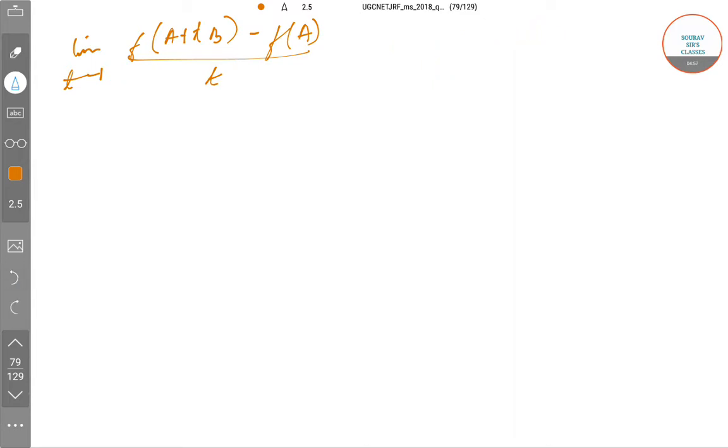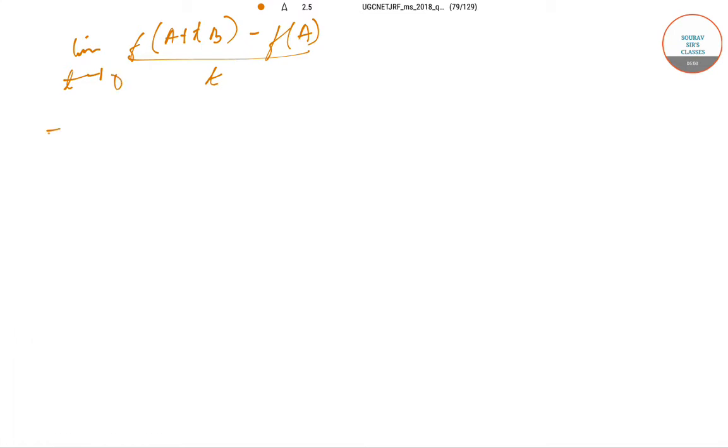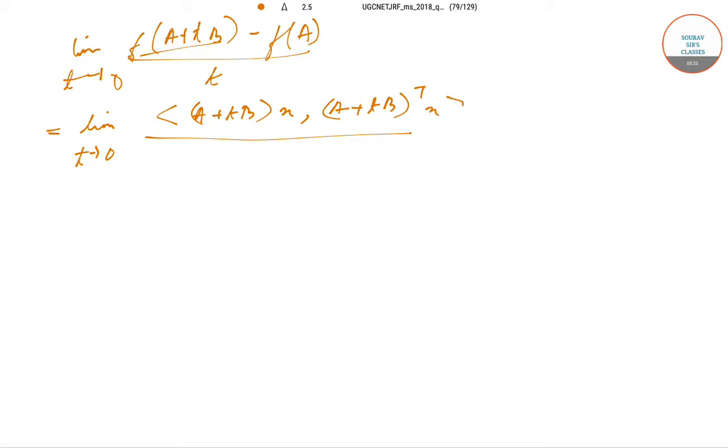T tends to 0. So this will be equal to limit t tends to 0. Now we have already found out f of a plus lambda b, so we will use that value to find out f of a plus tb. So this will be inner product of a plus tb into x comma a plus tb transpose into x minus inner product f of a will be equal to ax comma a transpose of x, and on the denominator we have t.